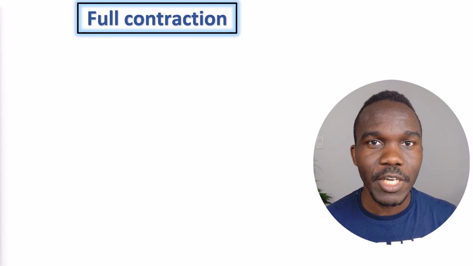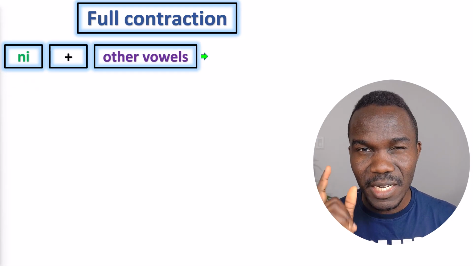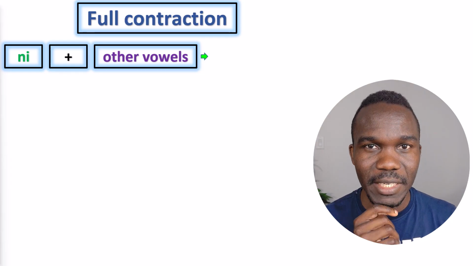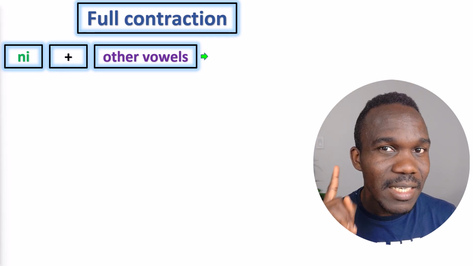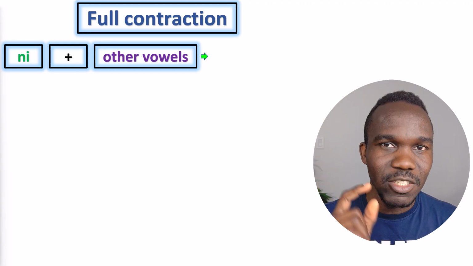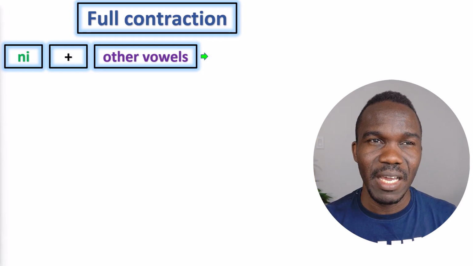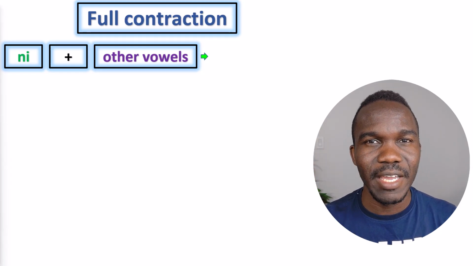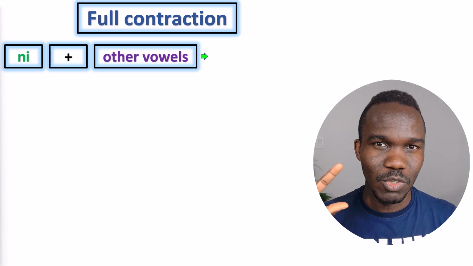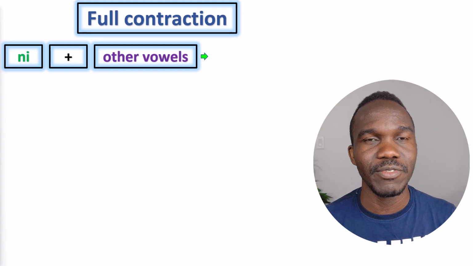Now, the full contraction has to do with the word ni. You remember that I told you that when we're doing our blending, that n is very important, and I mentioned contraction. Now, this contraction has to do with the word ni, and it has a different way that the rule stands for it. The rule for this one is different.